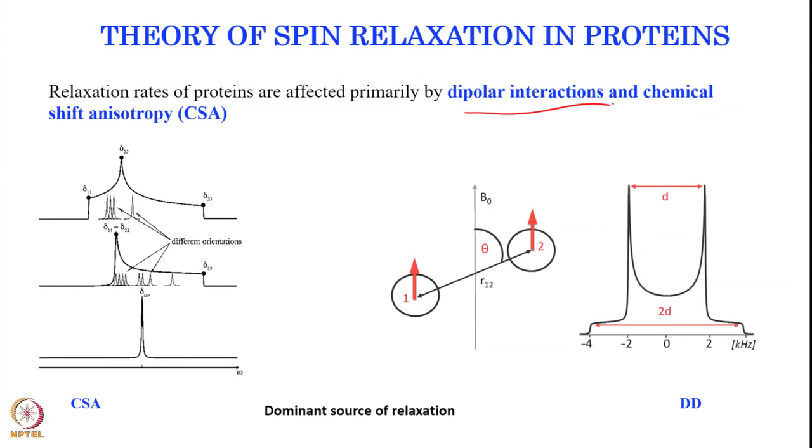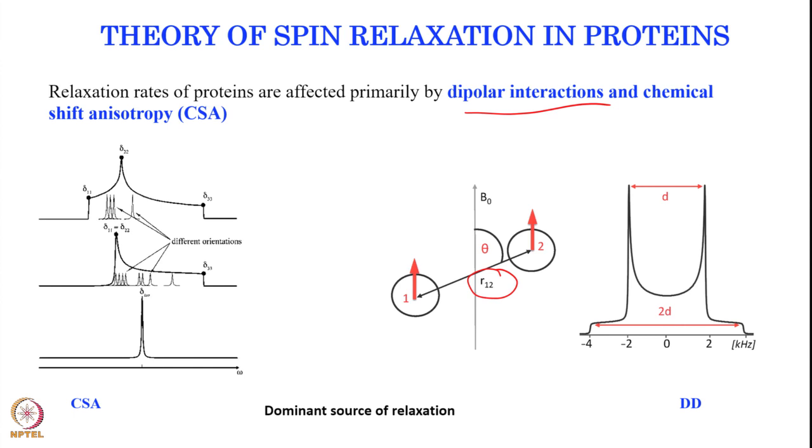So, some basic theory of spin relaxation in protein. One of the major contributors is the dipolar interaction. Another one is chemical shift anisotropy. So suppose in the magnetic field there are two spins, spin 1 and spin 2, and they are separated by some distance called R12. So this is the distance, and there is some angle with the main magnetic field, which is theta.